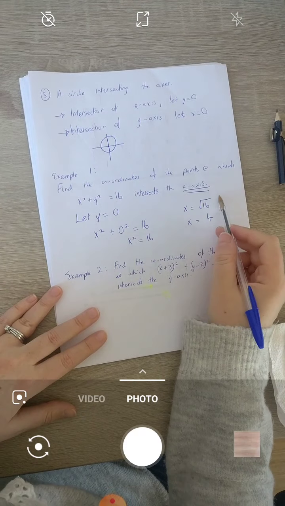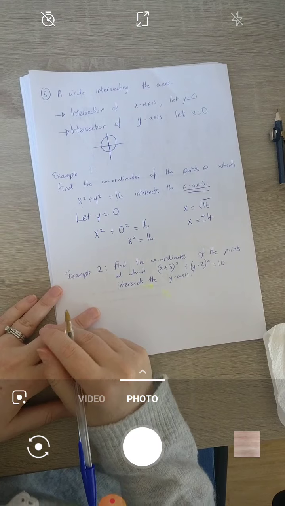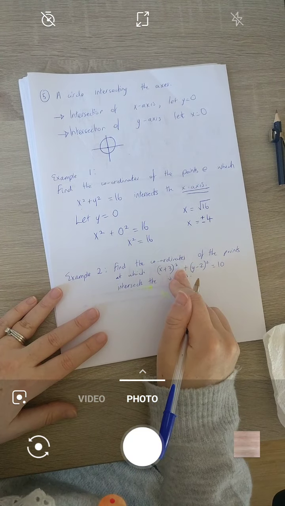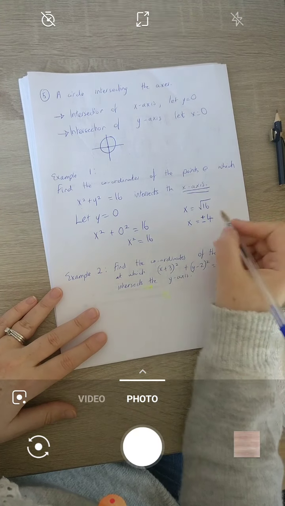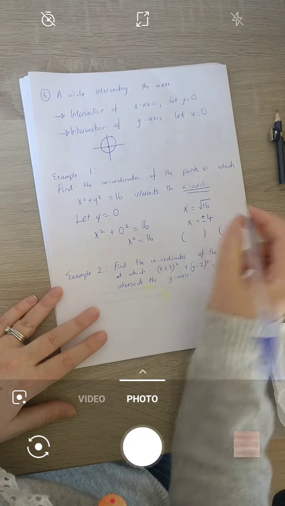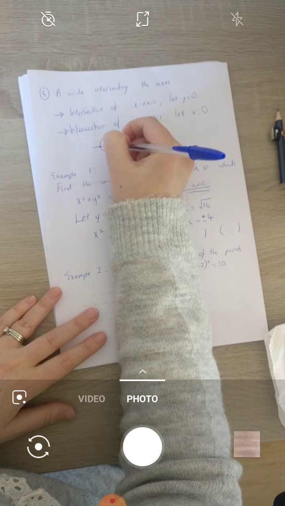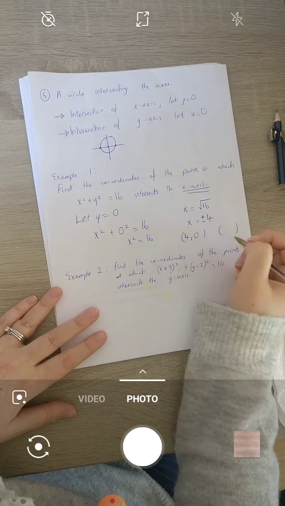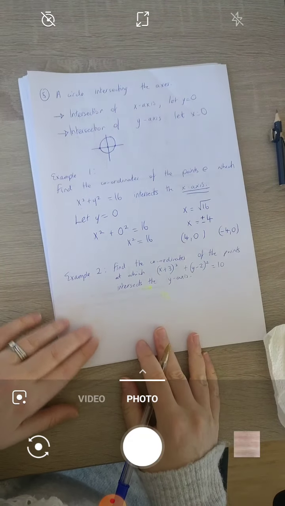Now when it's the square root, it can be plus or minus 4. So minus 4 by minus 4 gives us plus 16, and plus 4 times plus 4 gives us plus 16. So if x is either positive or negative 4, it means there are 2 points. Remember, it's intersecting the x-axis at 2 different points. So the 2 points are (4, 0), remember we let y equal 0, and (-4, 0).